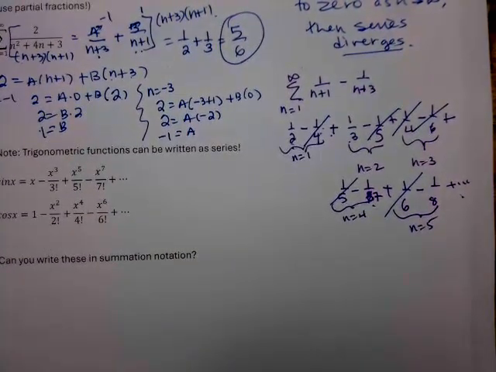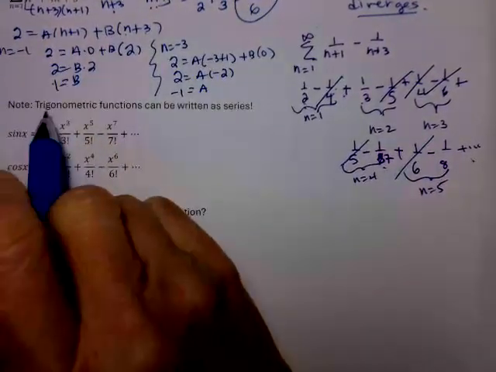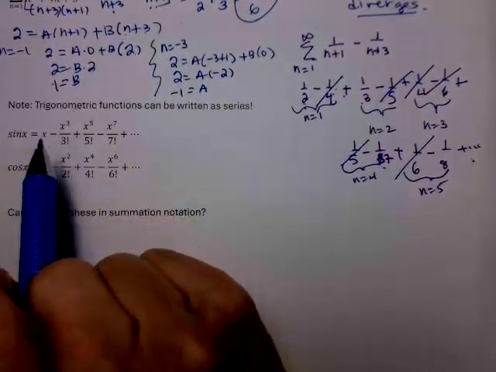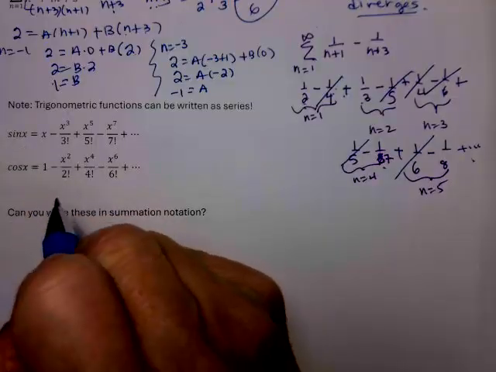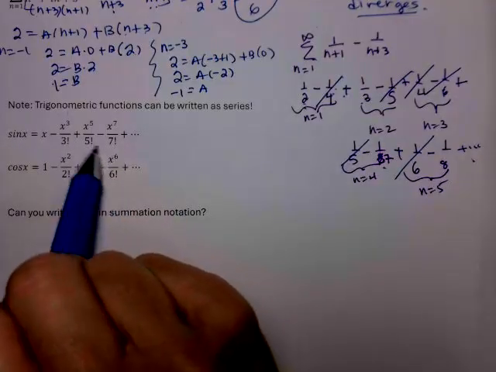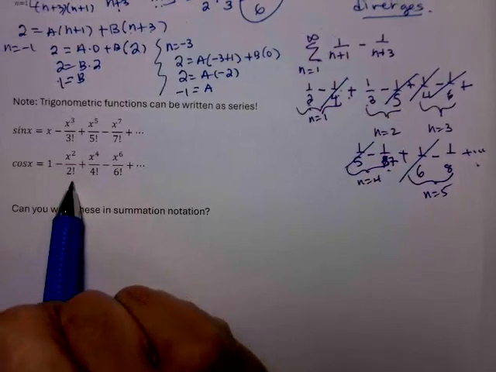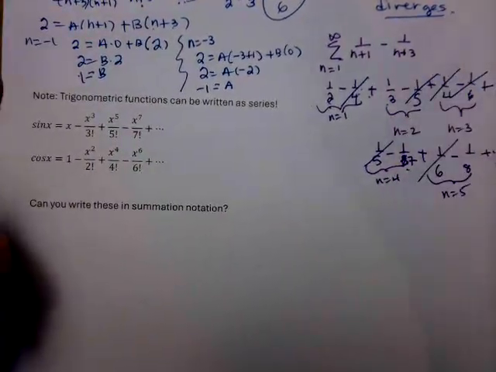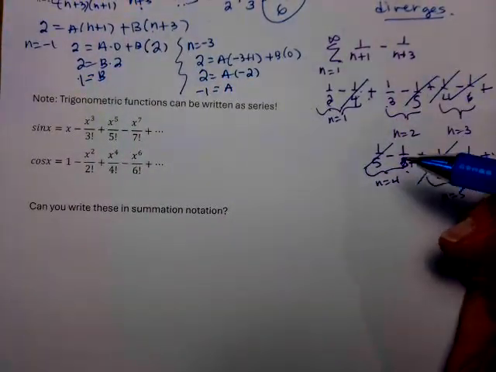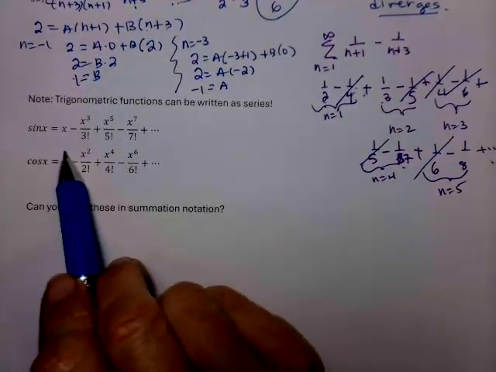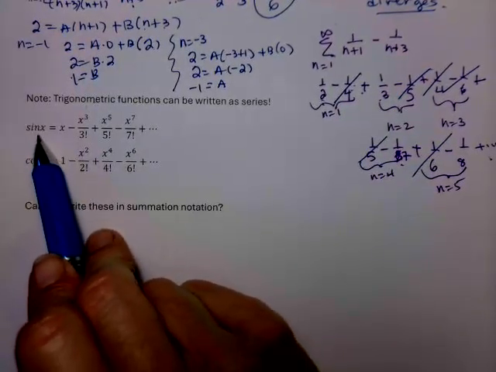Okay, last thing before I go. Trigonometric functions and other ones like e to the x, natural log x, they all have series forms. They're called either Maclaurin series or Taylor series or power series. And you can use these to come up with, right, the sine functions.